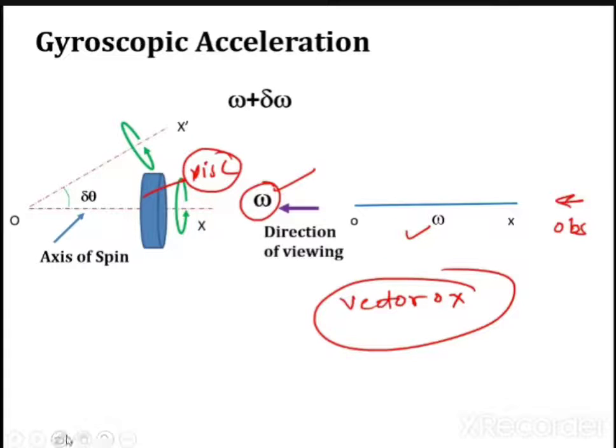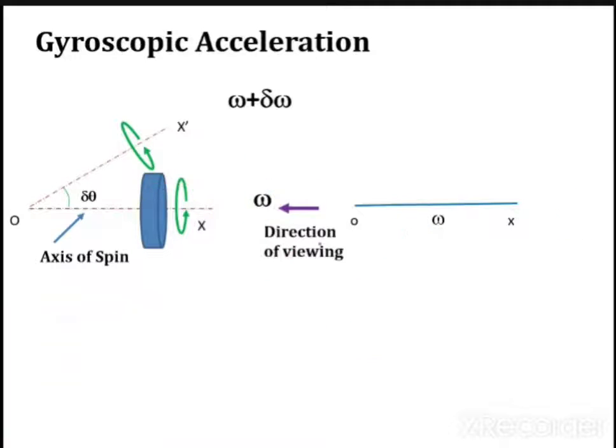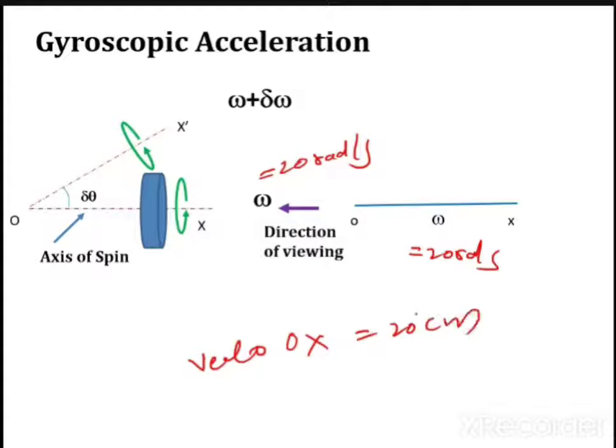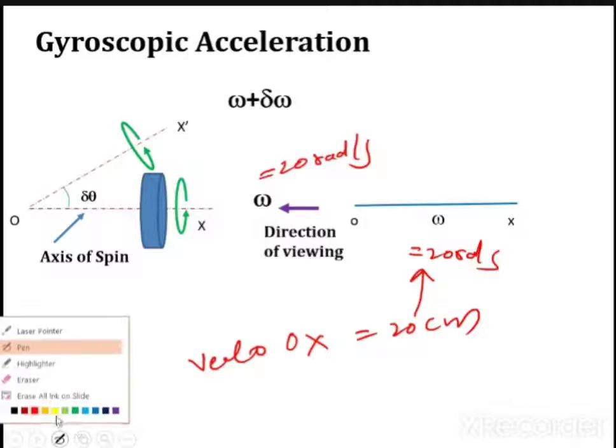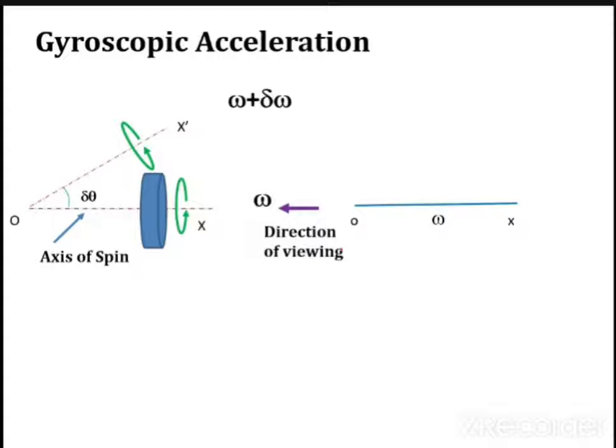I hope you understand. How do you draw the vector? Let us say the omega is equal to 20 radian per second. So this OX represents omega equal to 20 radian per second. By drawing the vector OX equal to, maybe, 20 centimeter, this 20 centimeter vector OX represents omega equal to 20 radian per second of this disk. I hope you understand this. So, magnitude and direction.